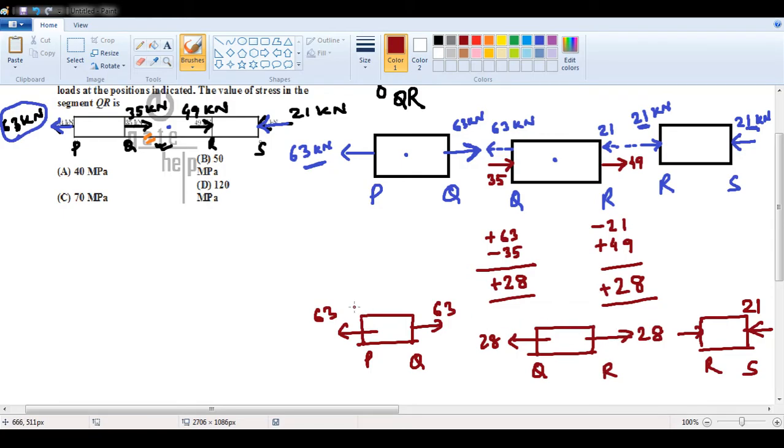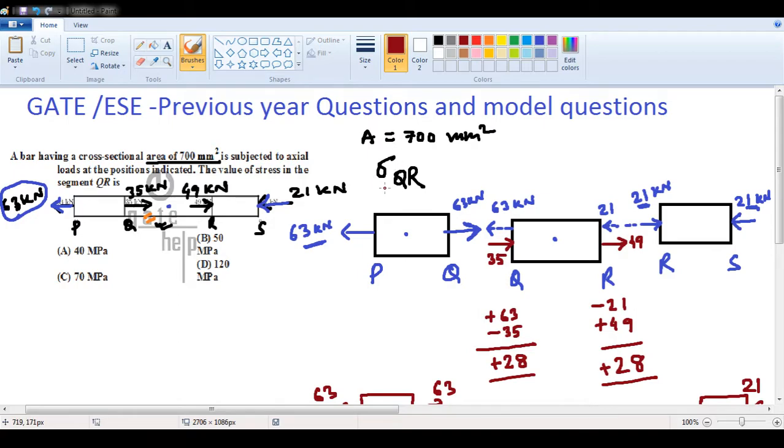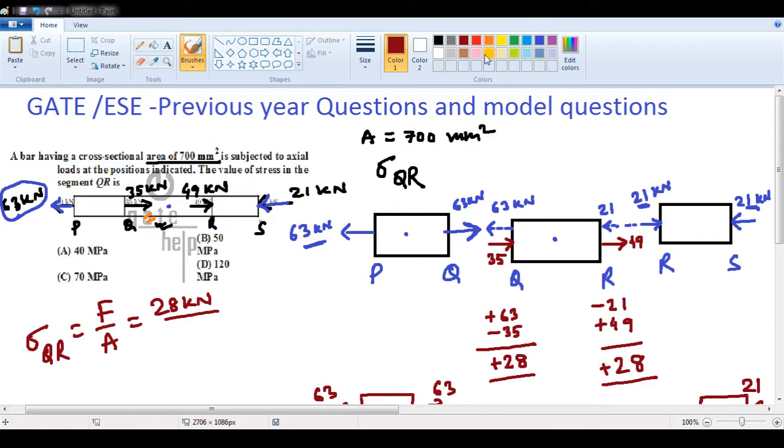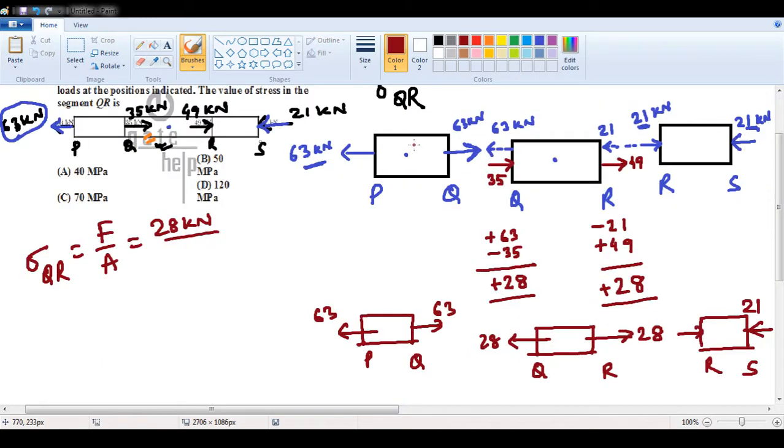Correct? So now we'll go back to the question. The question is asking, what is the stress in section QR? So stress in QR will be force by area. What is the force? Force is 28 kilonewton. And what is the area? Area is 700 mm square.